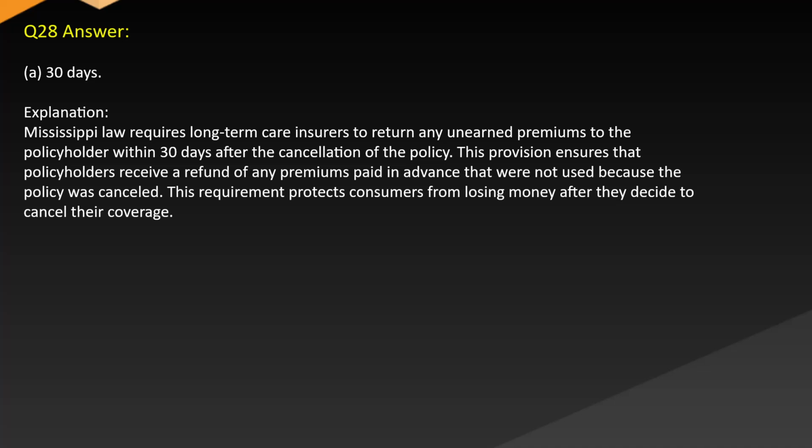Answer: A. 30 days. Explanation: Mississippi law requires long-term care insurers to return any unearned premiums to the policyholder within 30 days after the cancellation of the policy. This provision ensures that policyholders receive a refund of any premiums paid in advance that were not used because the policy was cancelled. This requirement protects consumers from losing money after they decide to cancel their coverage.